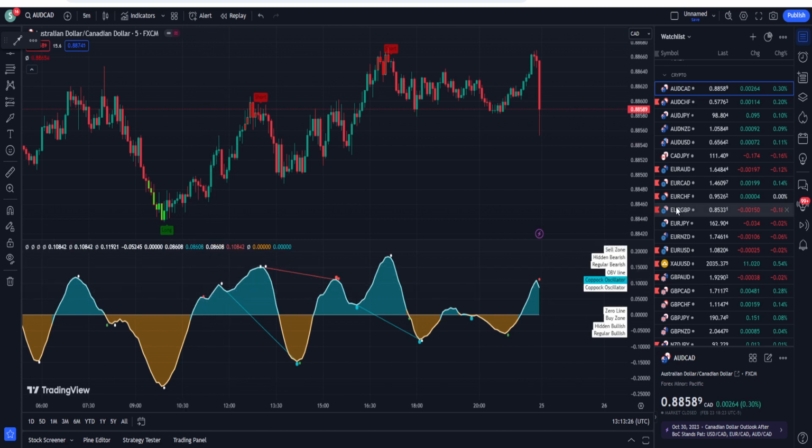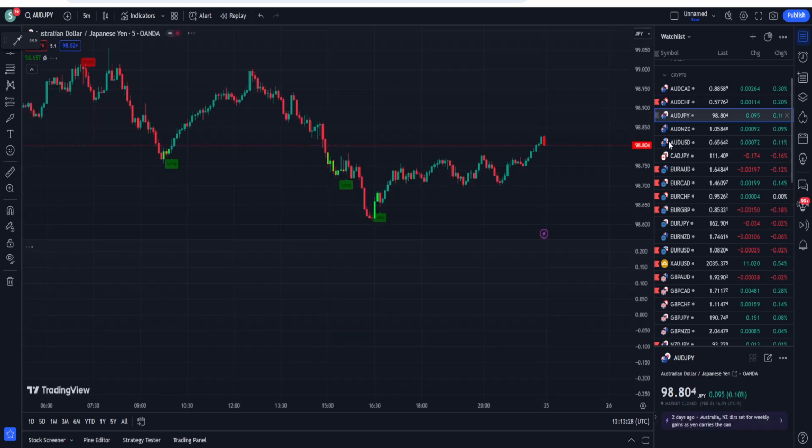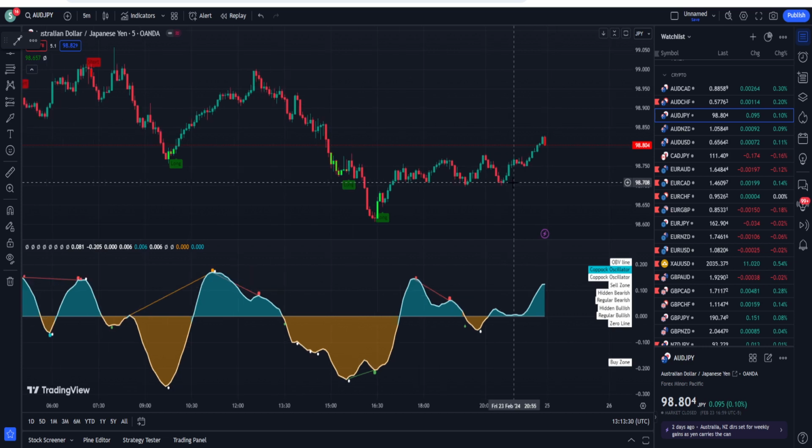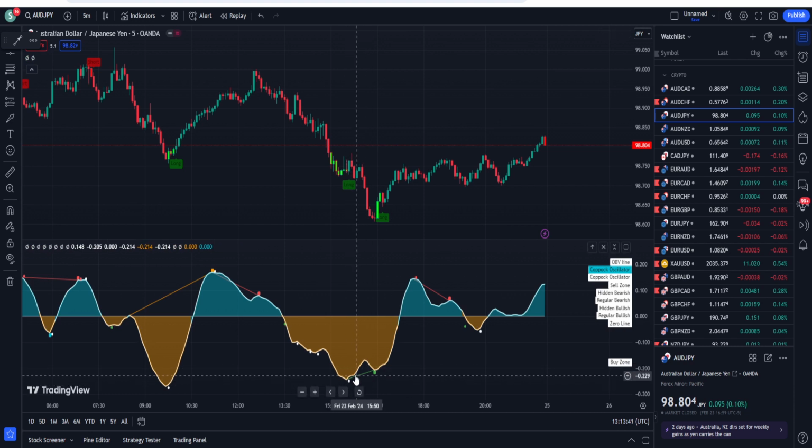Like for example, let's change the chart. Keep on watching these things because they are quite important for us. So we have the bearish divergence. Okay, but the swing trader indicator has provided us a buy signal. Why? Because this was the bullish divergence from that area. Okay, that area we are already in the bullish divergence.